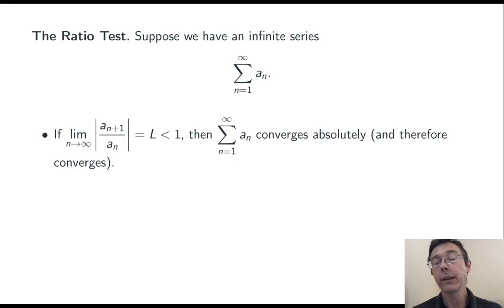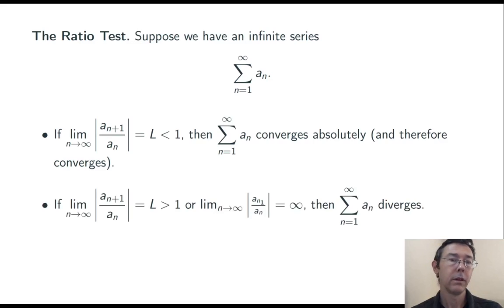The idea is to look at the ratio of adjacent terms, a_{n+1} over a_n. Take the absolute value, and then consider what happens as n gets large. Limit as n goes to infinity. If that settles down to a number less than 1, call it L, then the series converges absolutely, and therefore converges. If the limit is L greater than 1, or if the limit doesn't exist, then the series diverges.